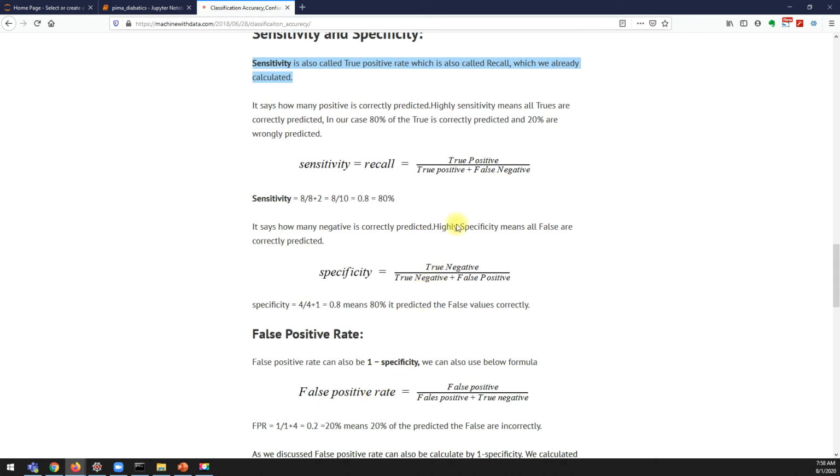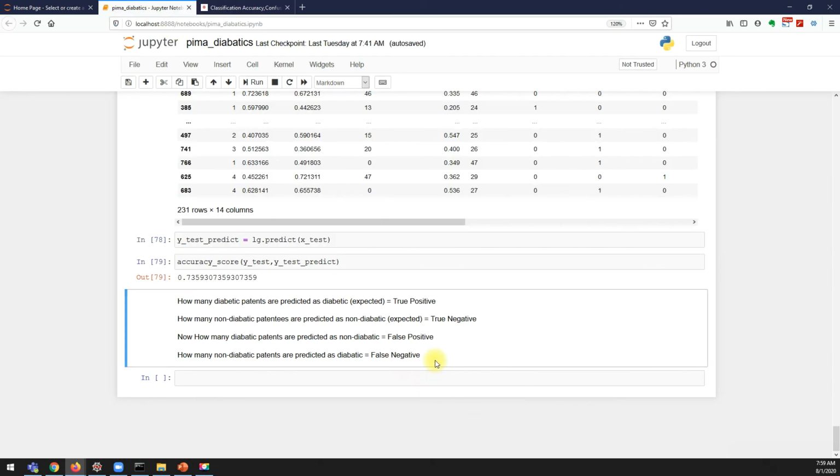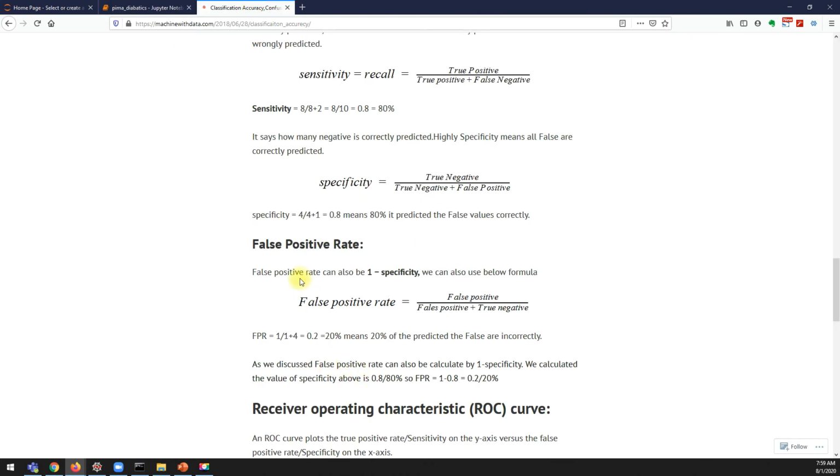Even if you see the formula for the sensitivity and the specificity, for the specificity we have true negative divided by true negative plus false positive. It is quite opposite to the recall. And we have the other important thing called false positive rate, which is how many non-diabetic patients are predicted as diabetic. When you talk about the false positive rate, the formula is false positive divided by false positive plus true negative.